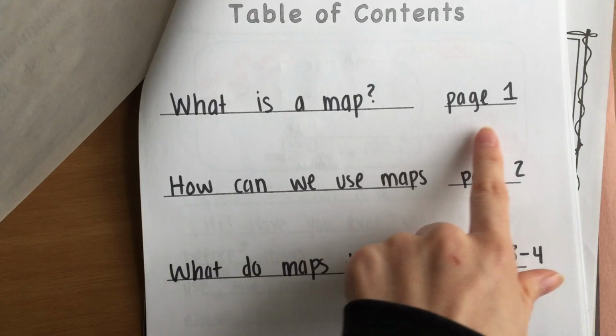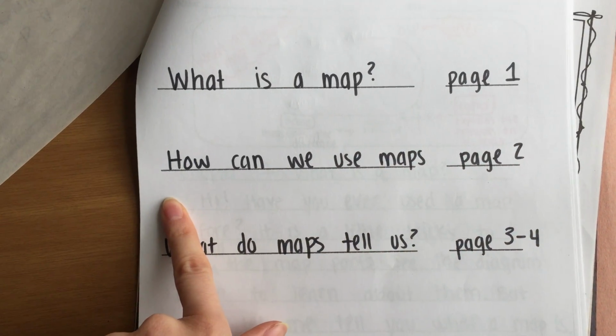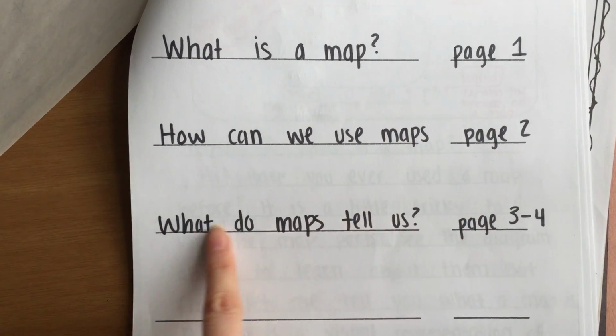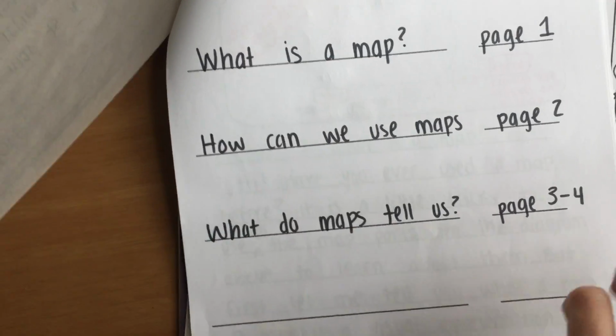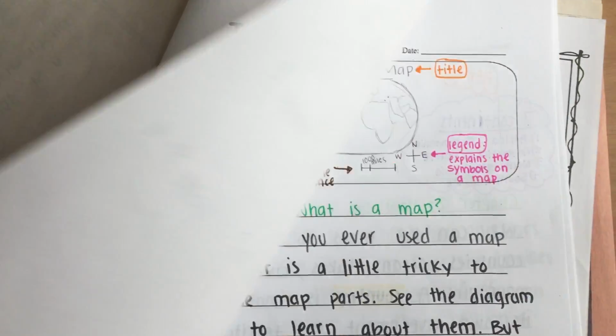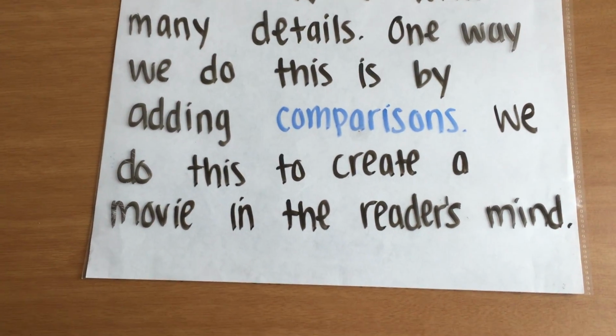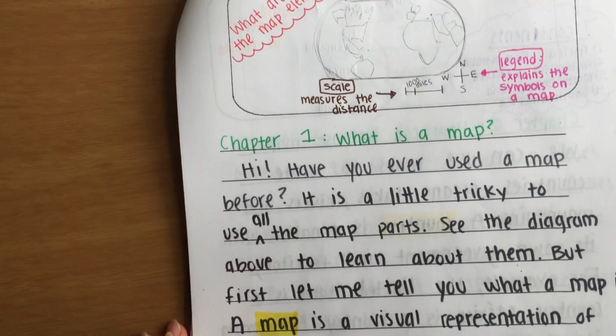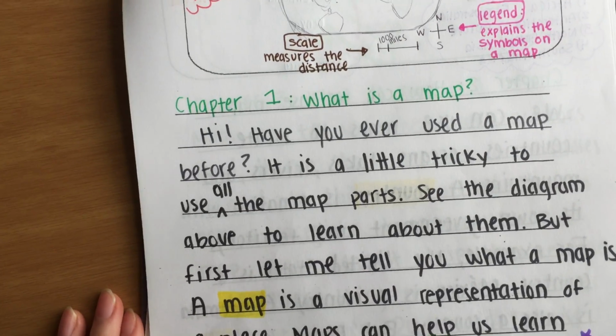So chapter 1, what is a map, is on page 1. Chapter 2, how can we use maps? Chapter 3, what do maps tell us? 3 different chapters. All right, let's see how I can use a comparison to make my story stronger. Chapter 1, what is a map?